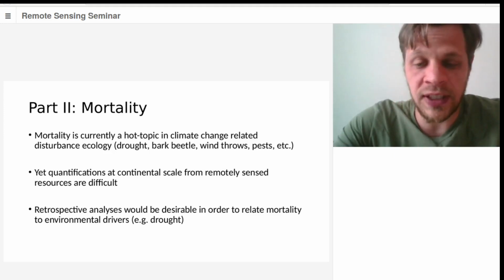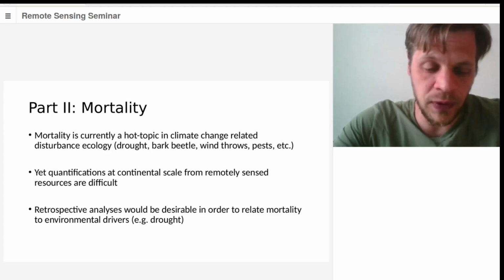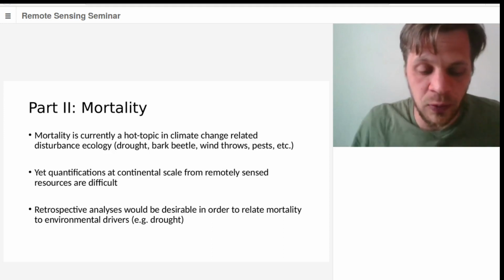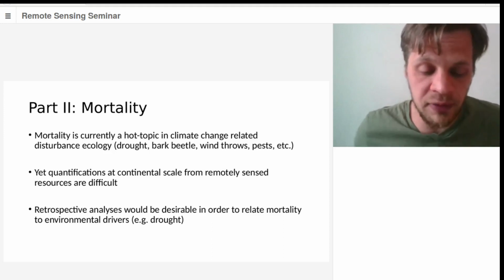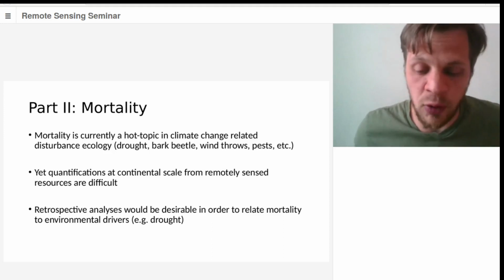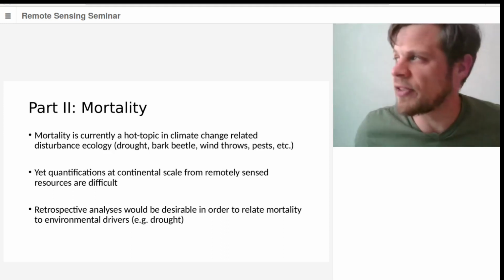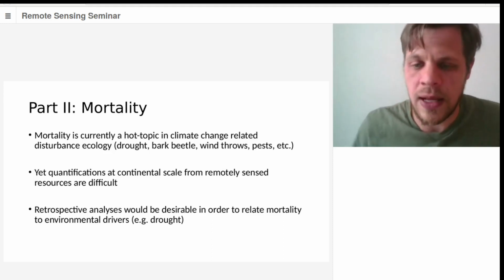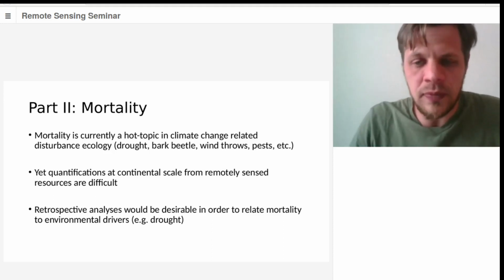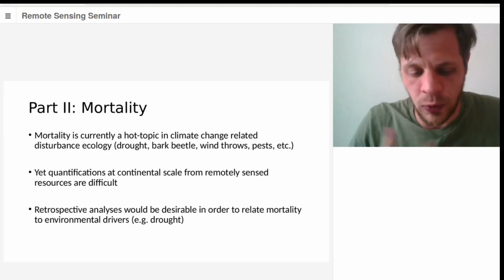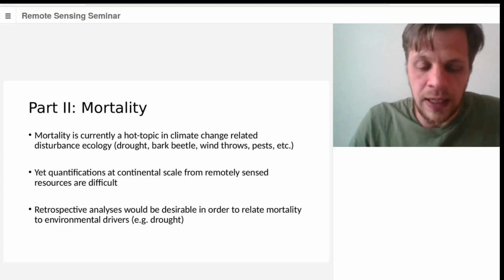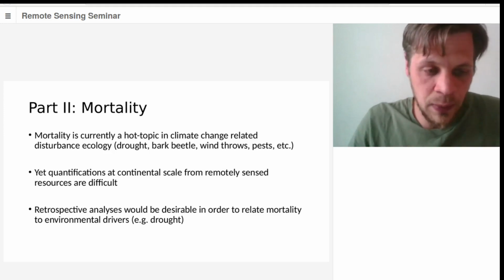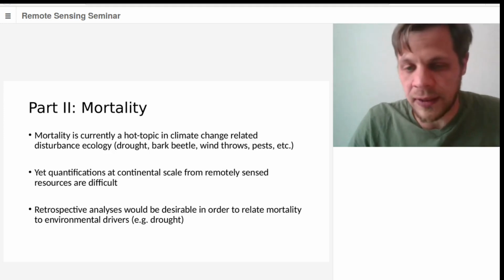And the next point is that, of course, usually ecologists want to analyze long timescales, but then often the problem is that the timescales that you get from remotely sensed resources are still too short. Okay, and therefore it's somehow difficult when you want really to model something. It's often the case that you end up with too little data.